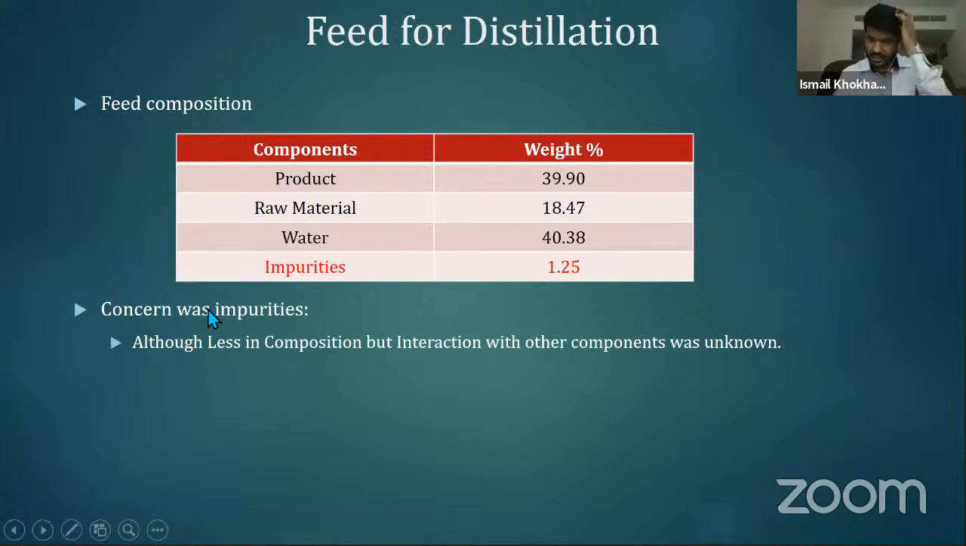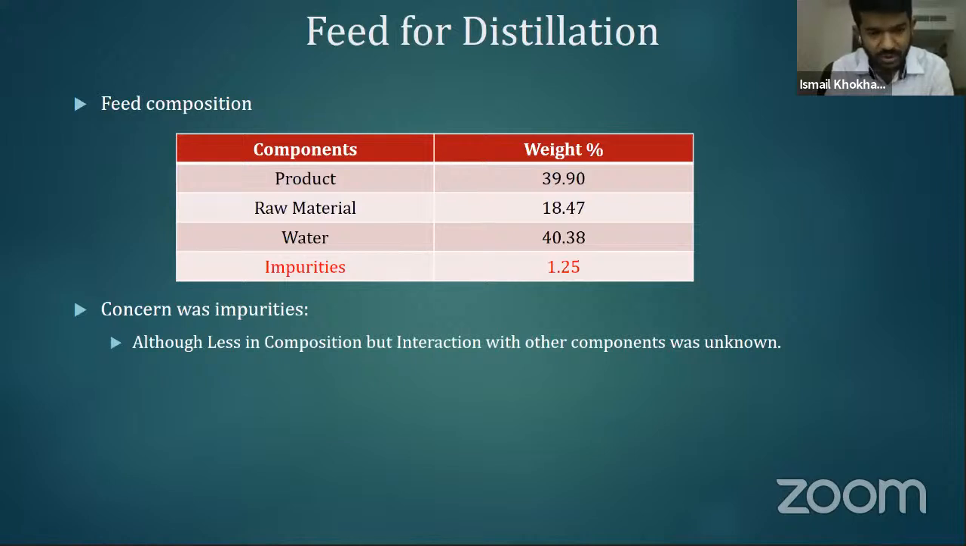So when we started the distillation column, this was the initial feed. The feed was approximately 40%, the raw material was 18.5%, water itself was 40.3%, and impurities were 1.25%. Now water was deliberately added into the reaction to avoid undue impurity formation. So water was deliberately added, and it was acting like an inert material in the reaction.